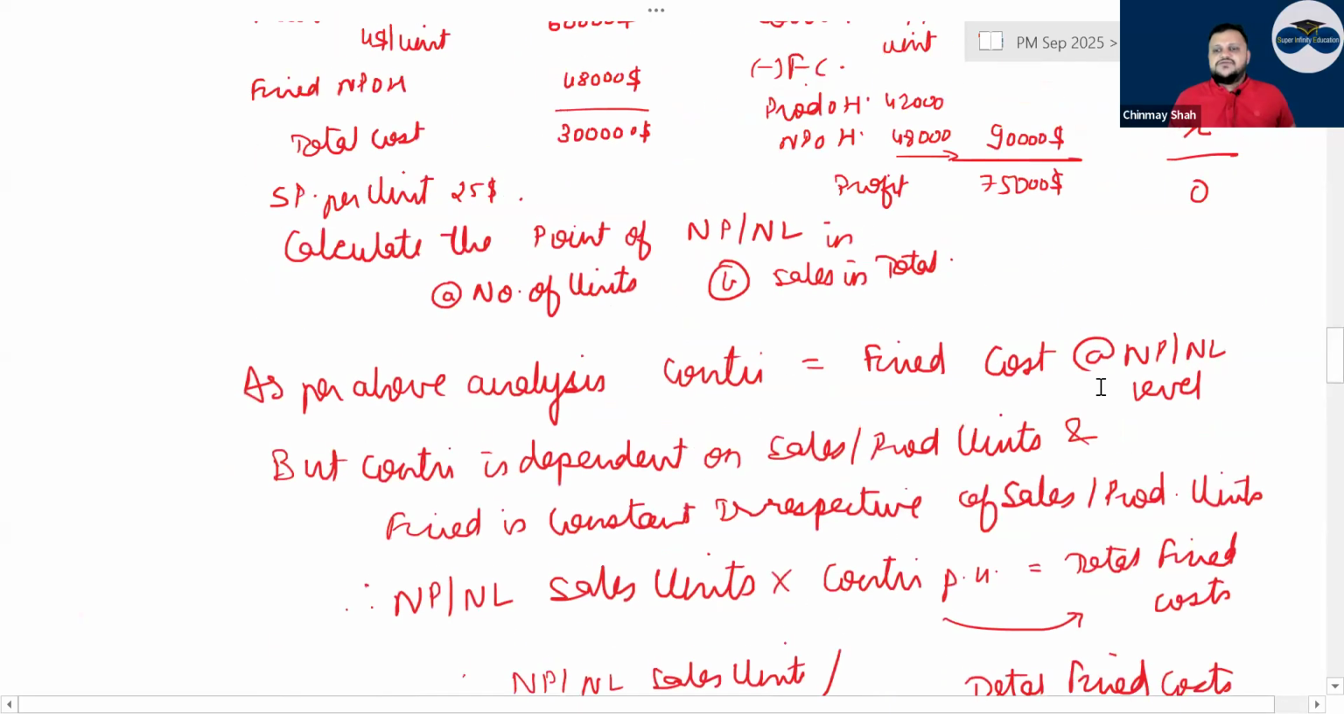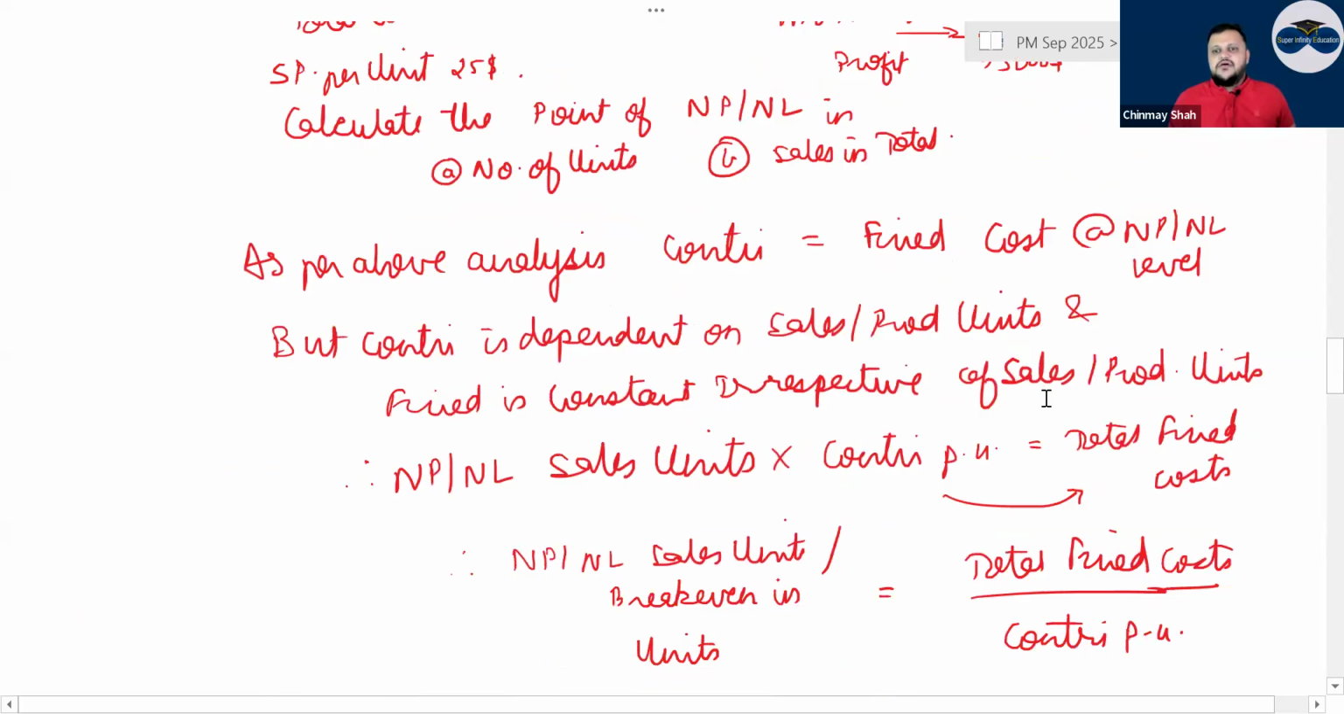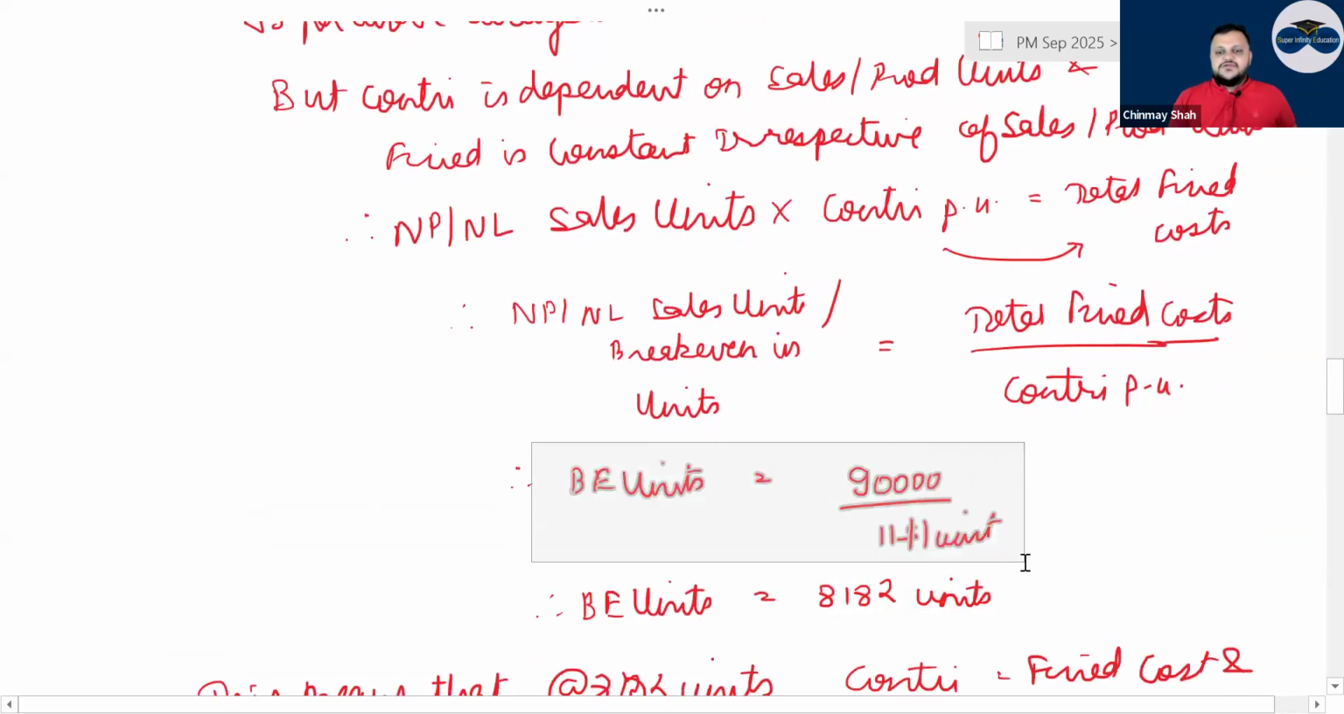As per the above analysis, contribution is equal to fixed cost at no profit, no loss, but contribution is dependent on sales or production units, and fixed cost is constant irrespective of sales. So contribution is equal to sales units into contribution per unit. If I want to find the sales units at which there is no profit, no loss, I send contribution per unit to the other side. So total fixed cost divided by the contribution per unit gives you the break even units, correct? I hope you have updated the formula of break even units in the table.